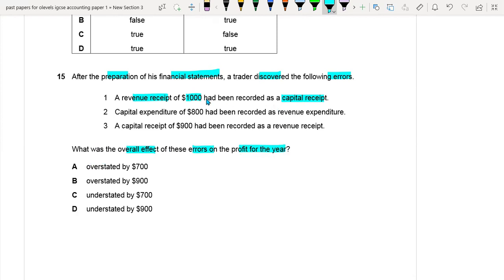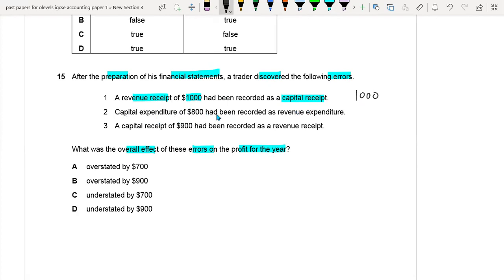Okay. So a revenue receipt of 1000 had been recorded as a capital receipt. So it means that we understated our profit. No, sorry, we overstated our profit because this $1,000 should be deducted in the expenses, but we didn't record it in the expenses, so that's why this overstated the profit. So it means that this should be deducted from the expenses now.